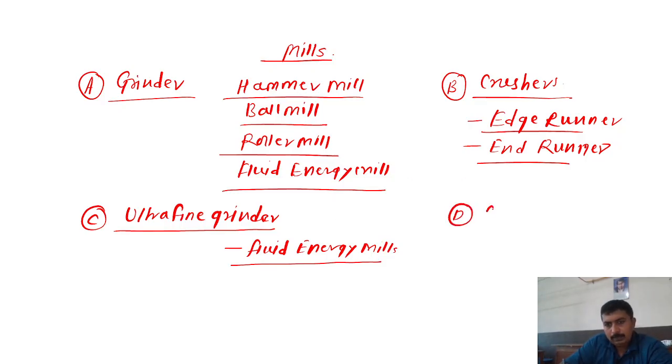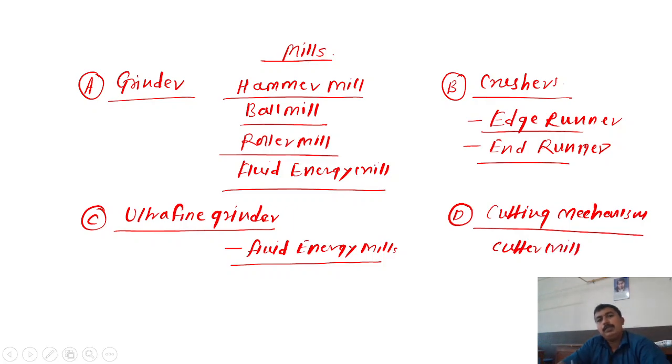And last is the size reduction mill which is based on the cutting mechanism. Already we have discussed the mechanisms of size reduction, and one of the mechanisms is cutting. So which mill is based on the cutting mechanism? It is the cutter mill. So these are the four basic types of mills. One by one we will discuss the construction, principle, working, advantages and disadvantages of each individual mill.